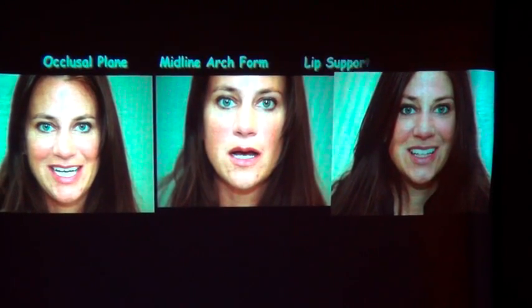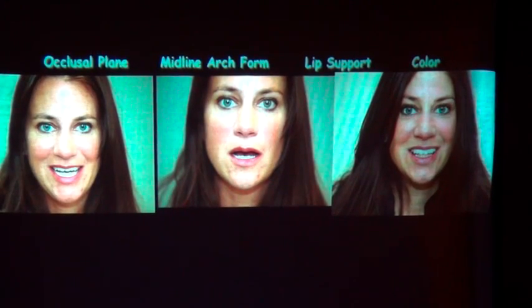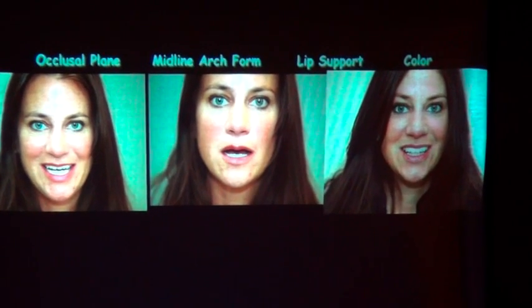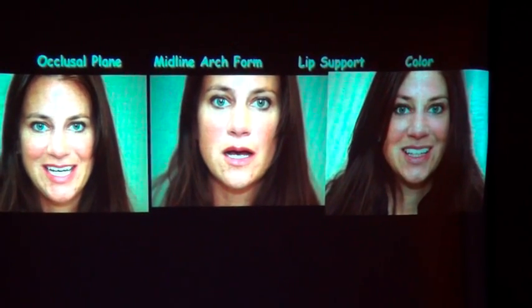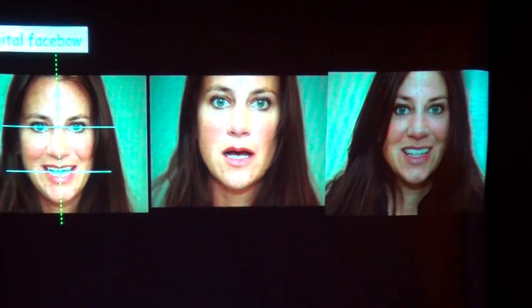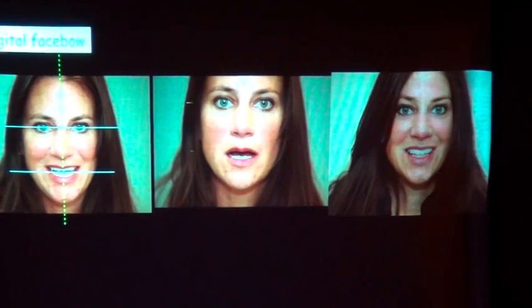So, another case type, and this patient has an incisal plane that is too short, and the midline is off. To the occlusal plane, her lip support, she's under supported by her lip, and the color of her teeth was not what she was looking for. So we applied the digital Facebow and the incisal plane to that portrait.